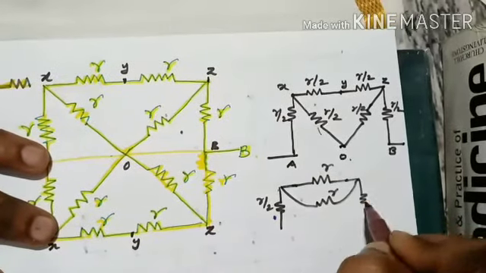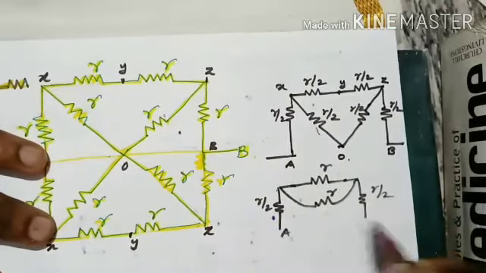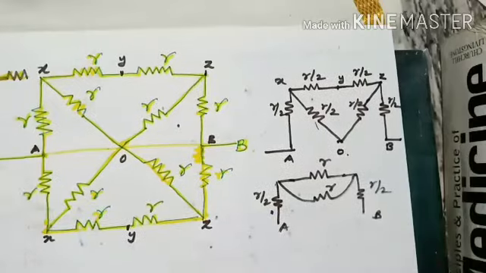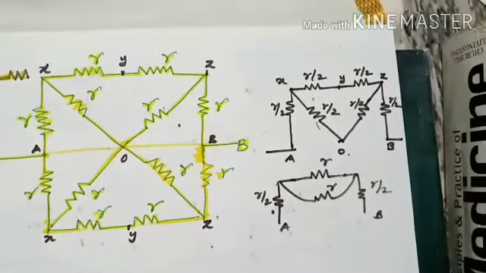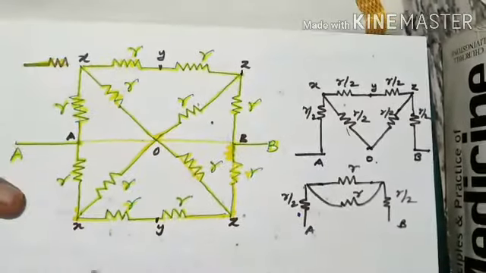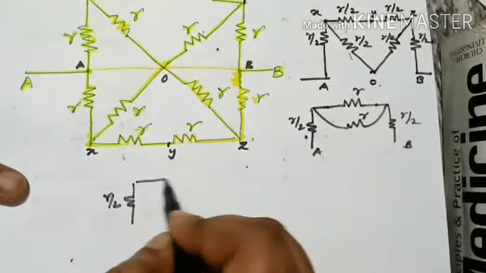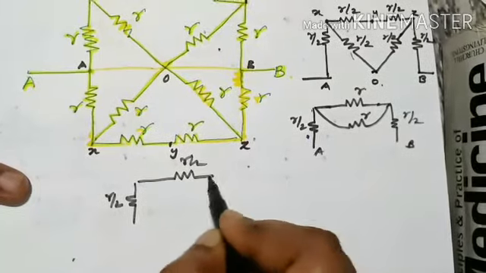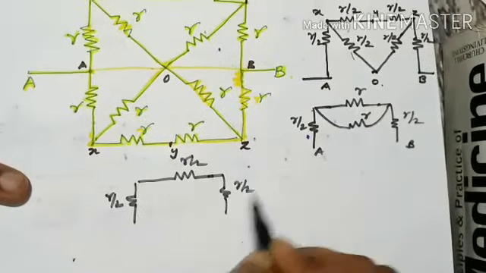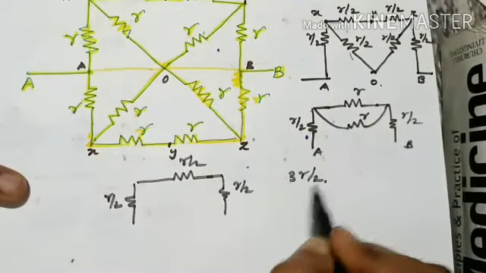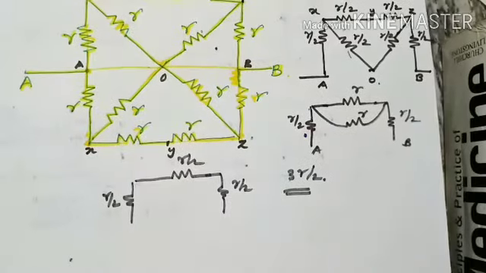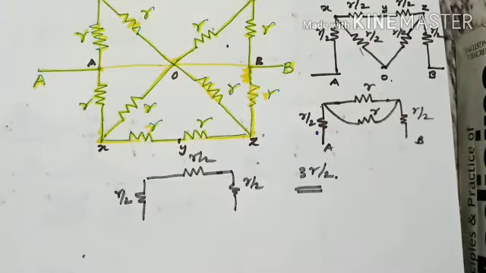Then there is an R by 2 here. This is A and this is B. Right, now do the calculation. R and R are parallel, so the equivalent circuit again will be, this is R by 2, this is R by 2, and this is R by 2. So it is 3R by 2 is the equivalent resistance. You got the answer? Right.